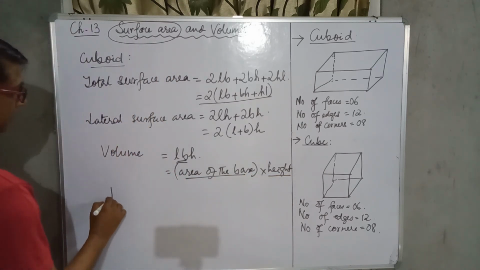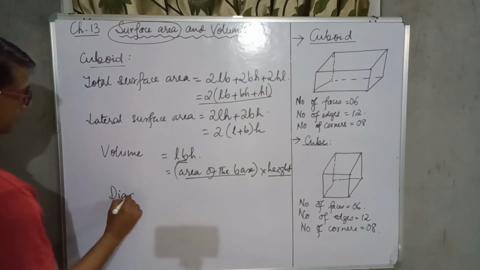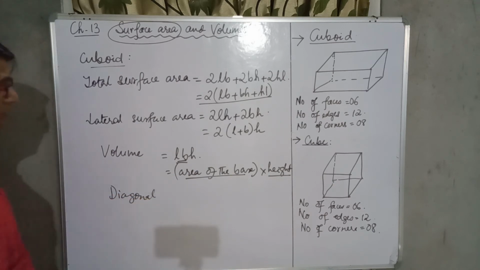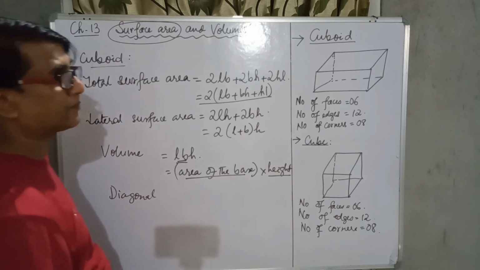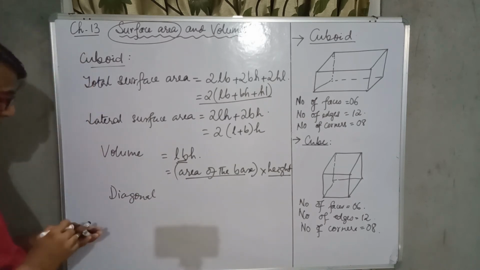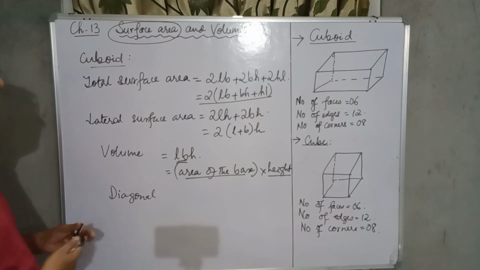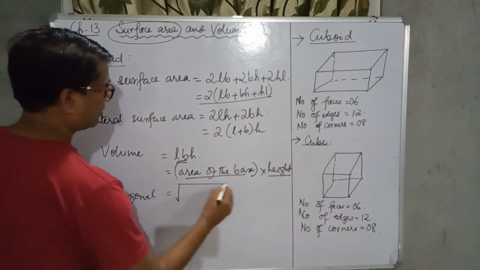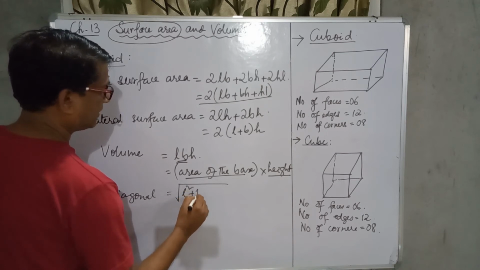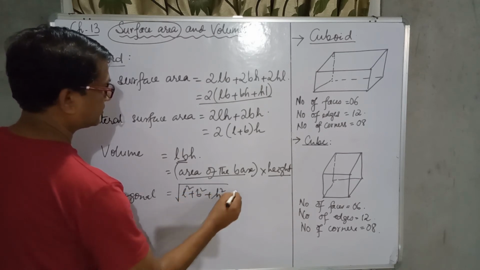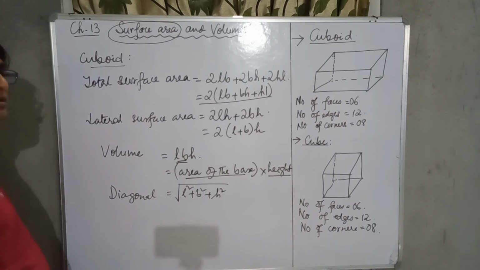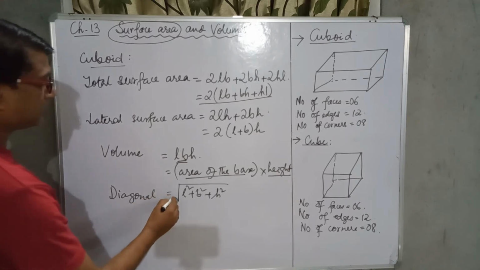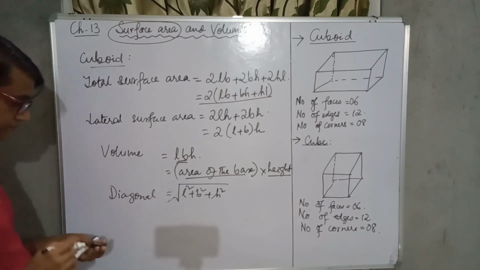And one more thing, the diagonal of the cuboid. What is the diagonal of the cuboid? Root over L square plus B square plus H square. Diagonal of the cuboid is root over L square plus B square plus H square. Okay, this is the diagonal of the cuboid.